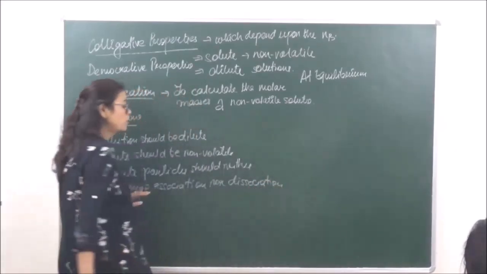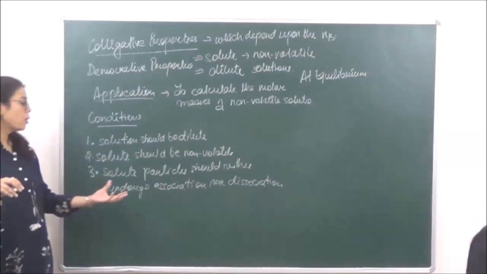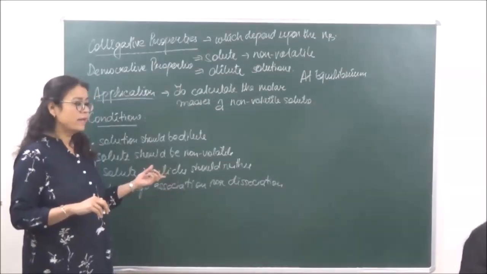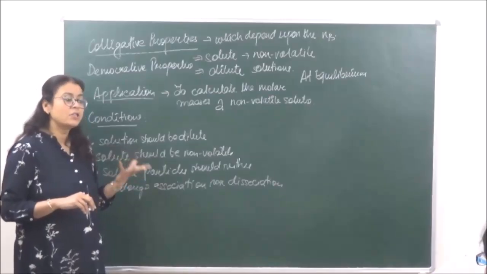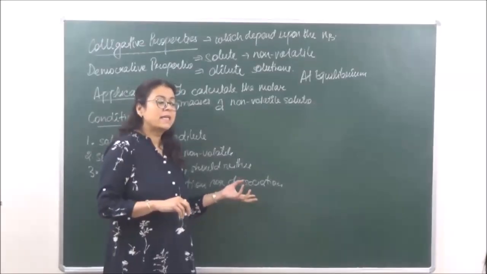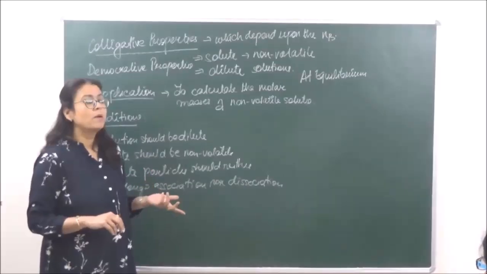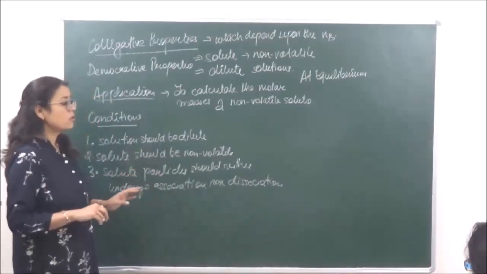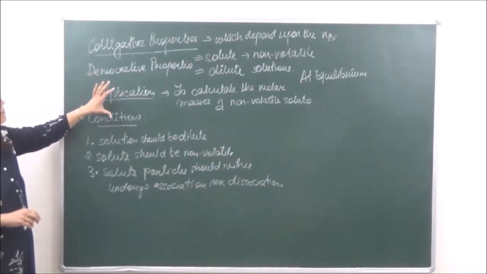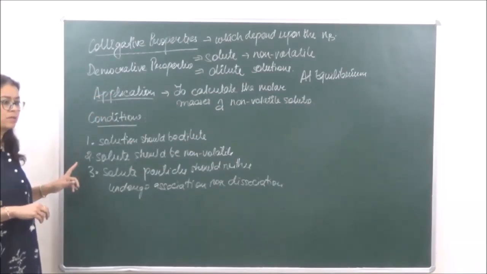Right? So the solute particles should neither undergo association nor dissociation, because if they undergo association, then the molecular mass which is calculated by colligative properties is going to be larger than the normal molar mass, and if it undergoes dissociation, then the molecular mass is going to be less than the normal molar mass, right? So these are the 3 criteria which have to be fulfilled when we are calculating the molar masses of non-volatile solutes by colligative properties, right?